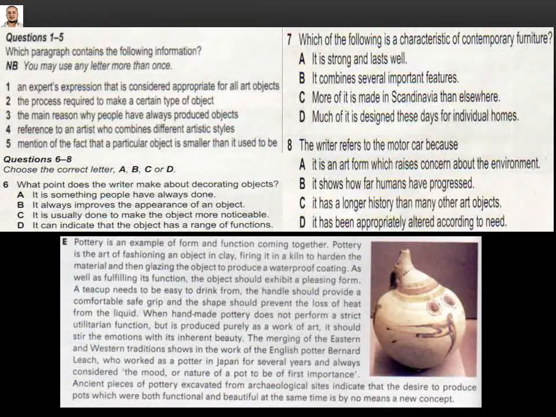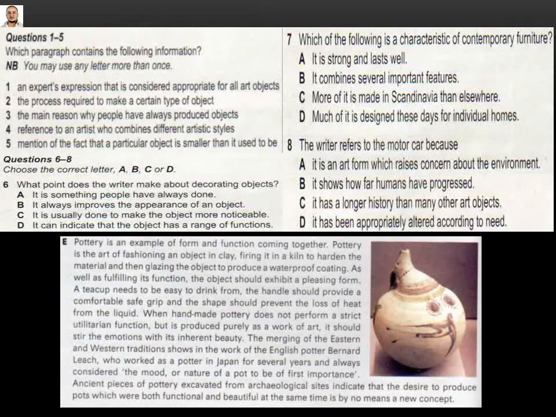In the 9th line, the merging of the Eastern and Western traditions shows in the work of the English potter Bernard Leach. Reference to an artist, Bernard Leach, who combines different artistic styles, the merging of the Eastern and Western traditions. So this is the answer of number 4. We find the information here.